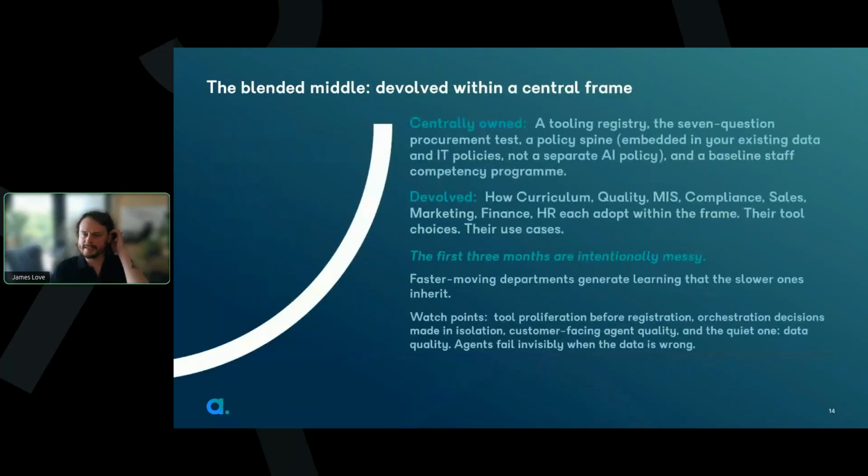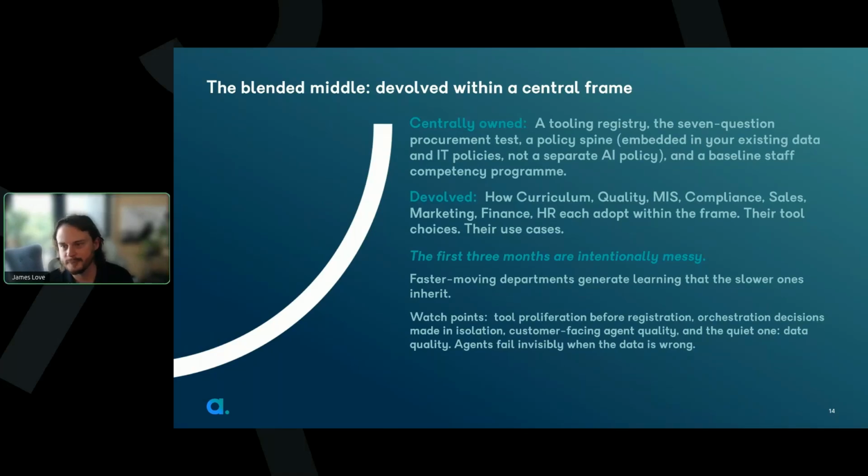So the blended middle in practice. You've got centrally owned tooling registries that capture every AI tool any department is evaluating or has put live. This is quite a simple, low friction way of tracking and managing what tools you have, and you probably already have processes in place for tracking tooling in general, so it splices nicely in. The 7-question procurement test is rolled out across the entire organization, and it's applied consistently.